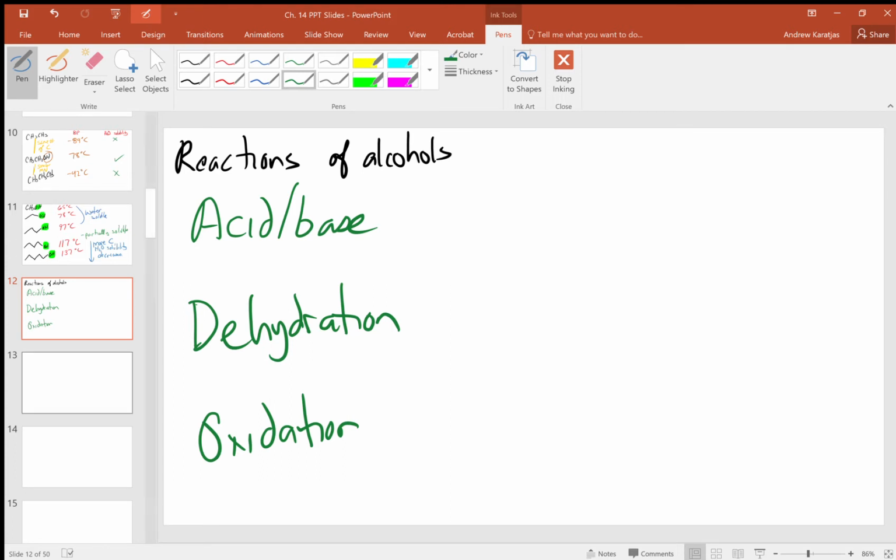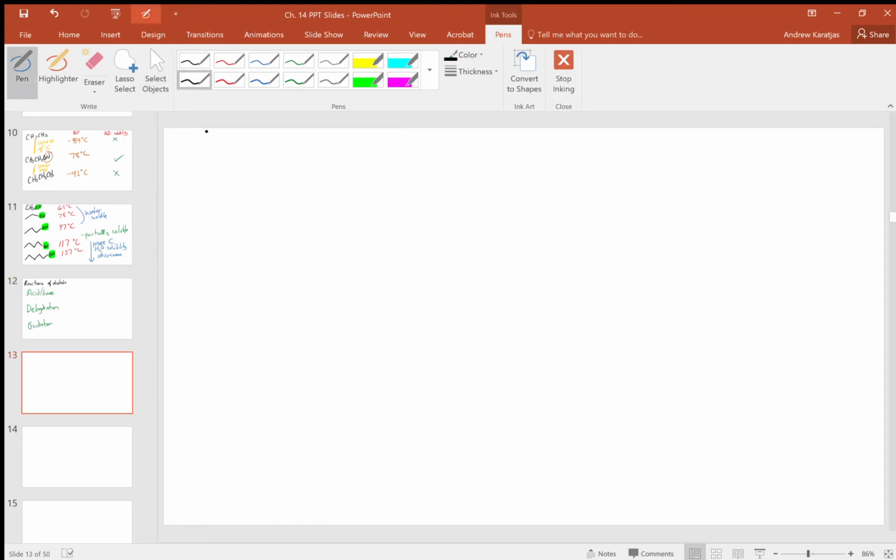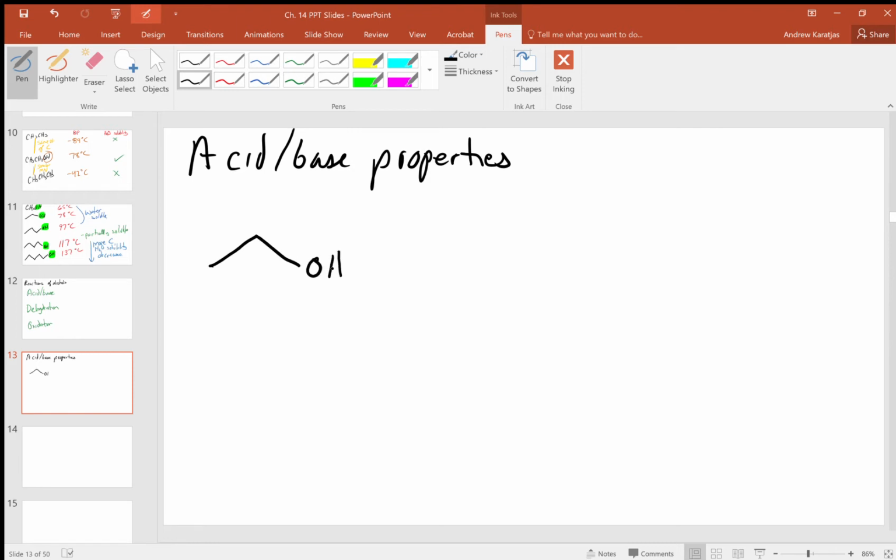So let's start by looking at some of the acid-base properties of alcohols. So when it comes to how acidic alcohols are, the answer is that most alcohols are of moderate acidity. I'm talking about pKa's in the sort of 18 to 20 range. And what this means is that they are slightly less acidic than water.